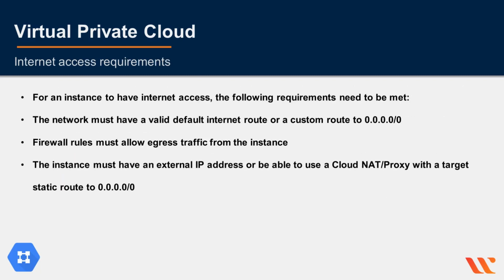For an instance to have internet access, you need to have the following requirements. The network must have a valid default internet route or a custom route to 0.0.0.0. Firewall rules must allow egress traffic from the instance. The instance must have an external IP address or be able to use a cloud NAT or proxy with a target static route to 0.0.0.0.